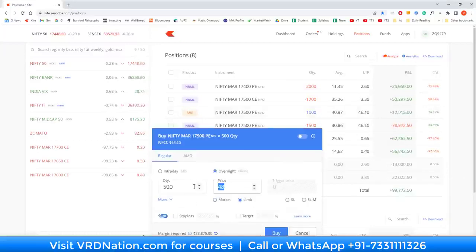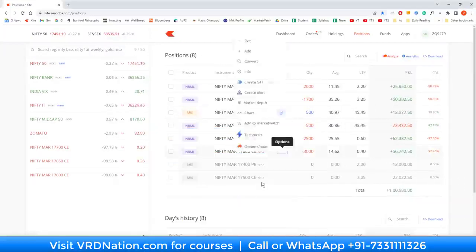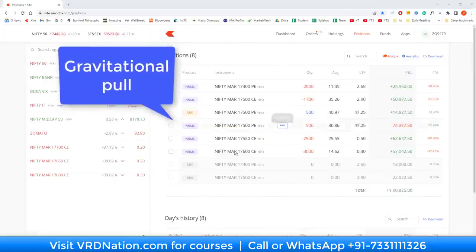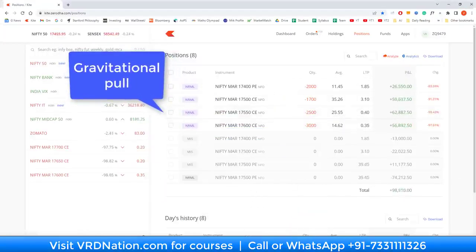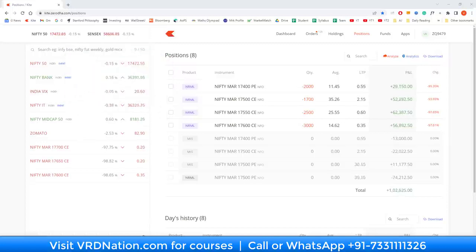You identify a mean and look for opportunities where the market has gone far away from the mean, and that gravitational pull that the mean has on the market price, which just keeps pulling and pulling and pulling, gives a beautiful trading opportunity.